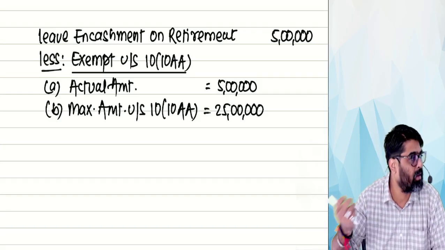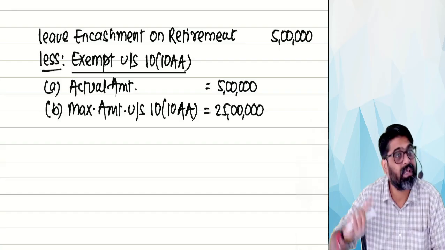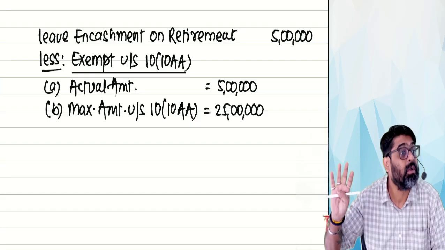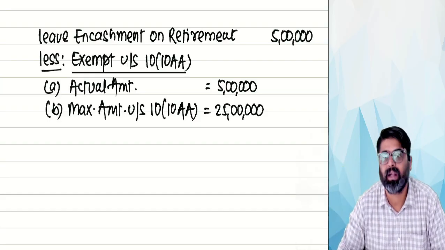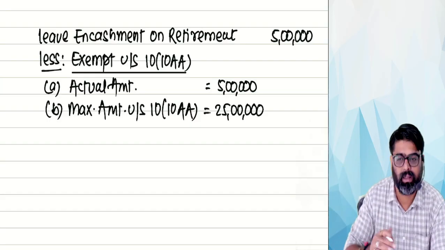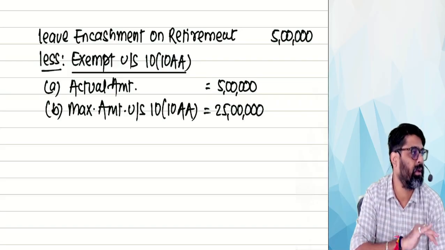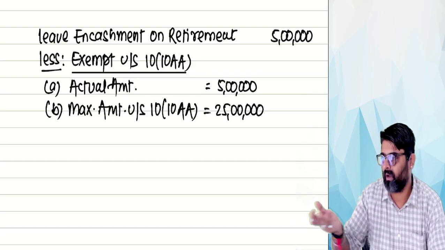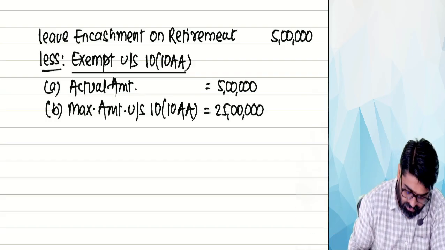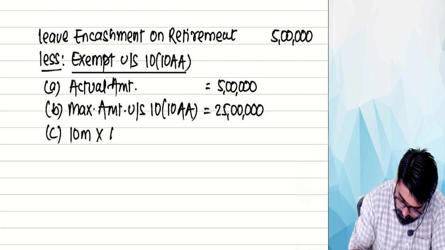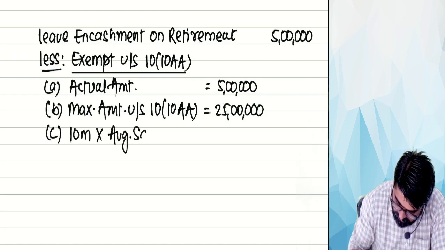This is also a lifetime maximum exemption, just like the gratuity limit and the pension limit. So in the question, if nothing is mentioned, that means I have not taken any exemption earlier, then I have the full limit available. Yes or no? Then see, 10 months into average salary per month.